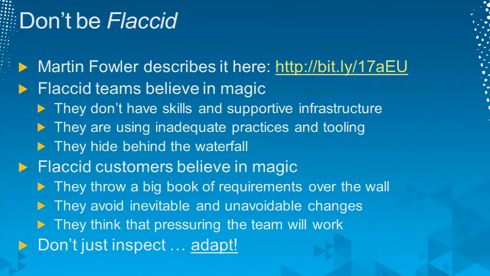So the whole inspect and adapt thing is not just there to be self-serving. Scrum or any agile exercise you use, any of the methods, you need to adapt it. You need to identify problems, change them. And if you don't, you're being flaccid. One such area where you can be flaccid is in the definition of done. We're going to talk about that in just a second.